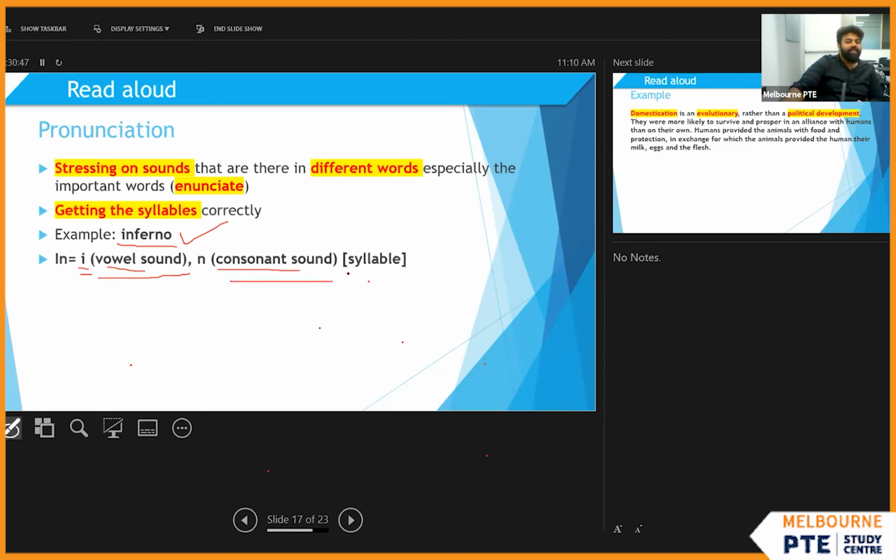Okay. Now, a syllable is, you can say, a vowel sound that at times can be with a consonant sound or it can be without a consonant sound as well. That is what I will term as a syllable. Okay. So for this word inferno, I have actually three syllables: in, fer, no. Okay. Now don't get nervous in here that I have to identify syllables for every word and stuff and all. No, you don't have to do that.